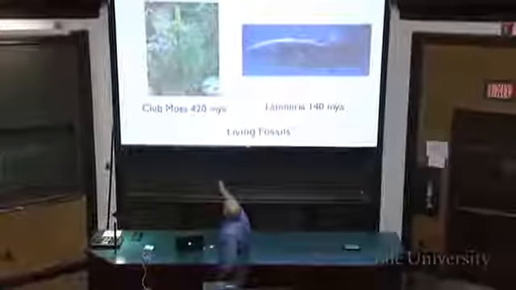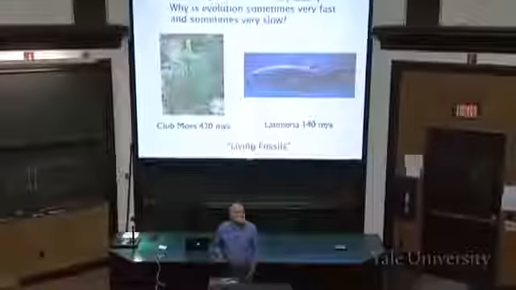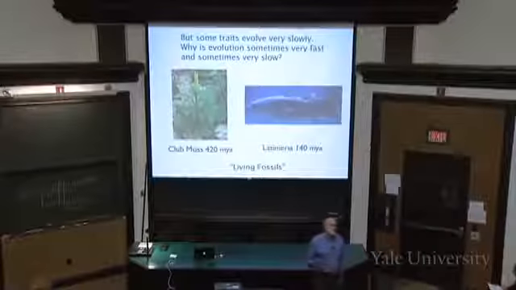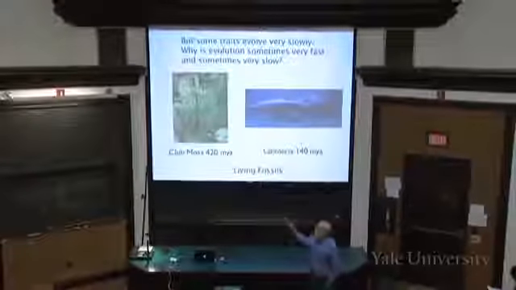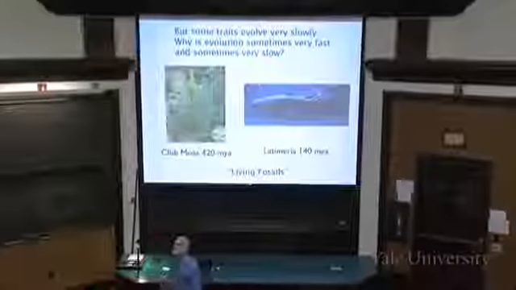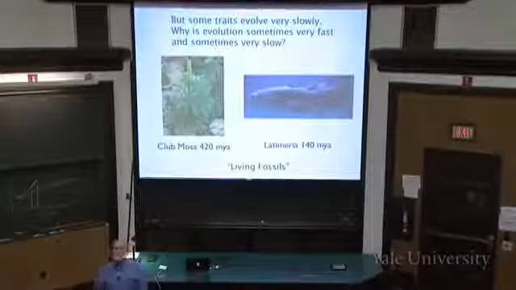Now, why is it that sometimes traits evolve very fast and sometimes very slow? This is a picture of club moss, a Lycopodium. If I were to take you out into the woods of Connecticut in the springtime, you would see them all over the place. And if I were to put you in a time machine and take you back 400 million years, they wouldn't look any different.